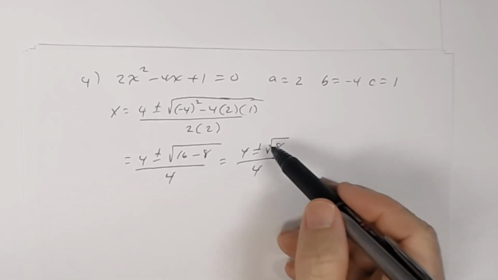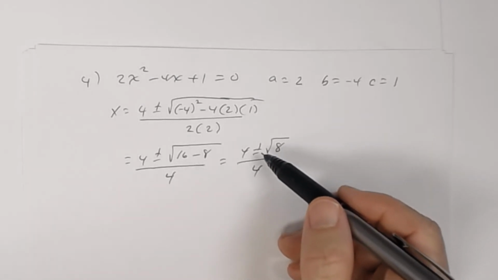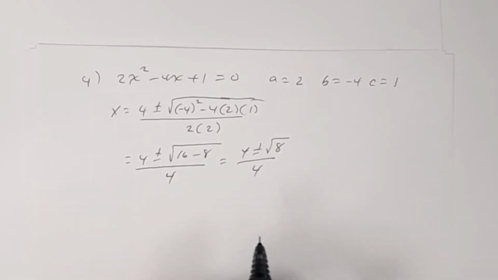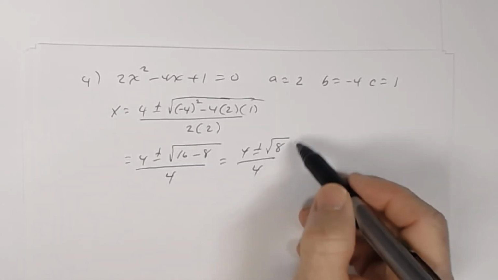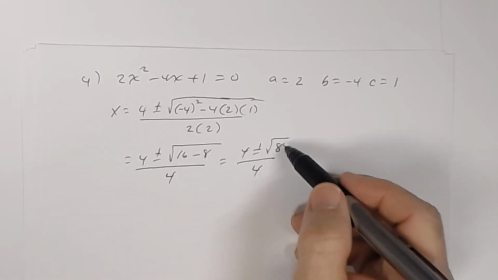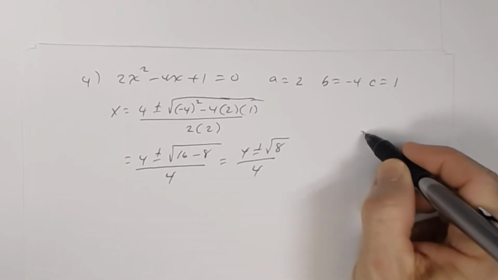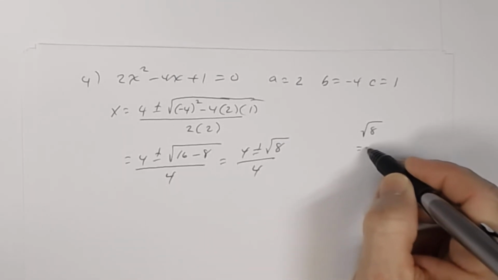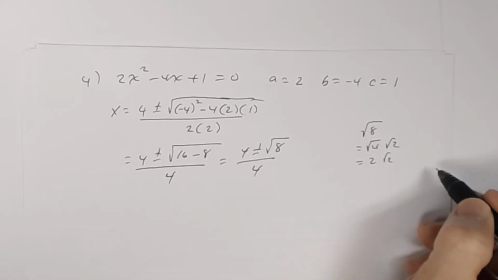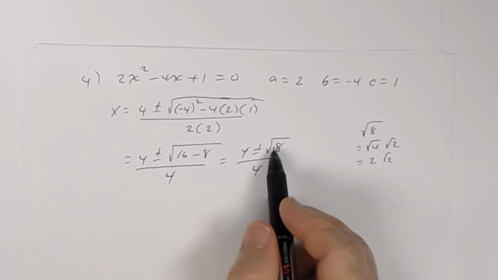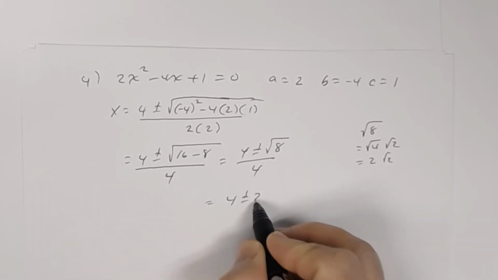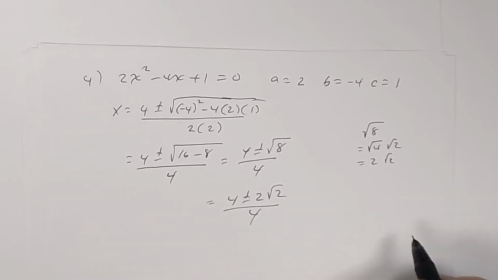Now you are expected to simplify the radicals, because remember the directions do say simplify radicals if possible. This one's easy for almost all students. Besides 1, the other perfect square that goes into 8 is 4. So remember, in your mind, you're saying the square root of 8 is the square root of 4 times the square root of 2. So it's 2 square root of 2. So I'm going to replace this square root of 8 with 2 square root of 2. So I get 4 plus or minus 2 square root of 2, all divided by 4.